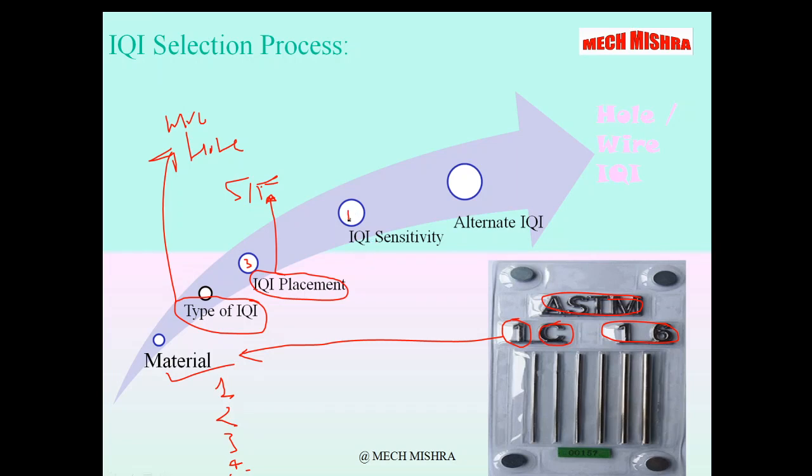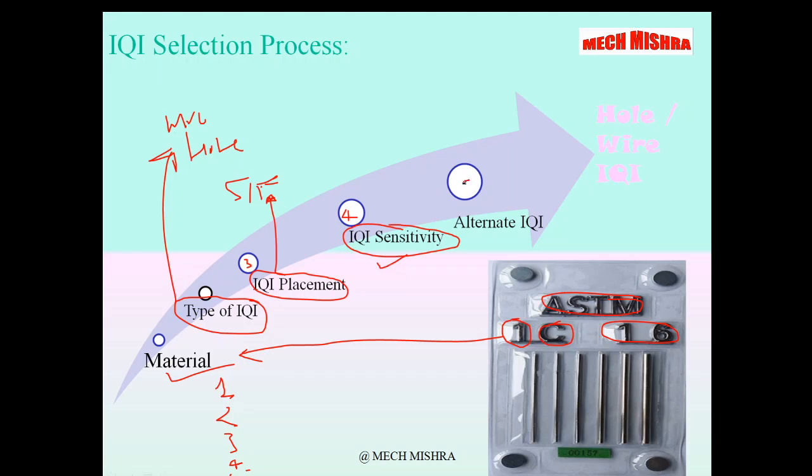Now the fourth criteria is IQI sensitivity. How to calculate the sensitivity of my radiography film? There is a formula which I will tell you for the calculation of the sensitivity. Whether it is acceptable or not, that we will also learn in an upcoming video. So you need to stay tuned to see the complete understanding of the image quality indicator.